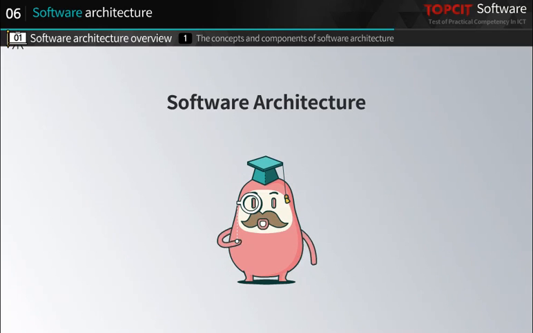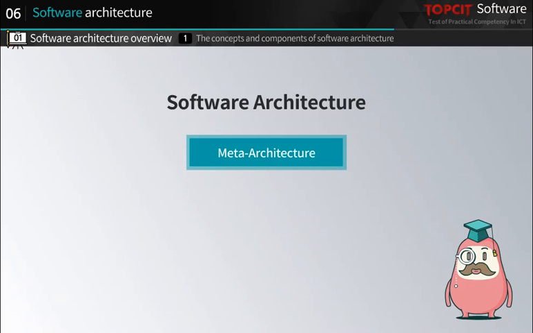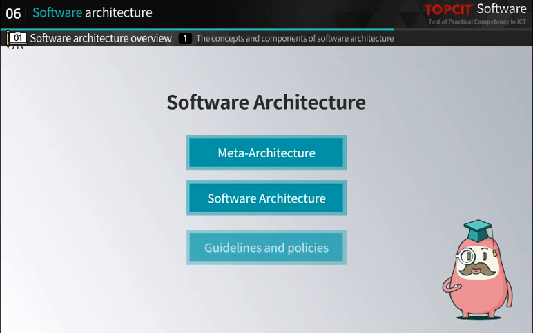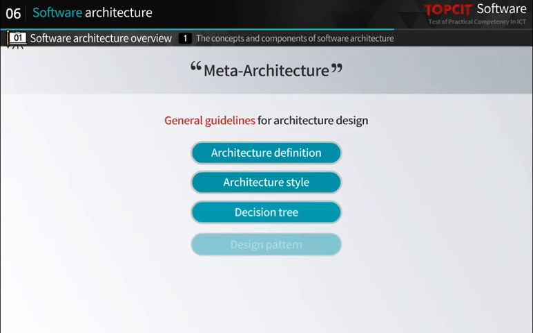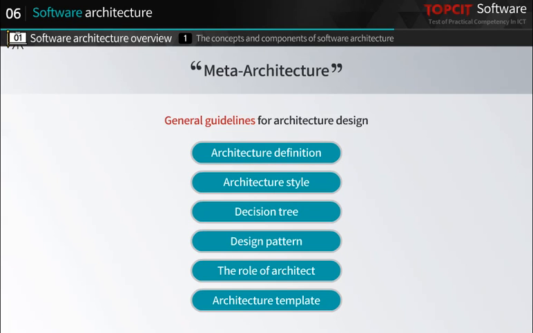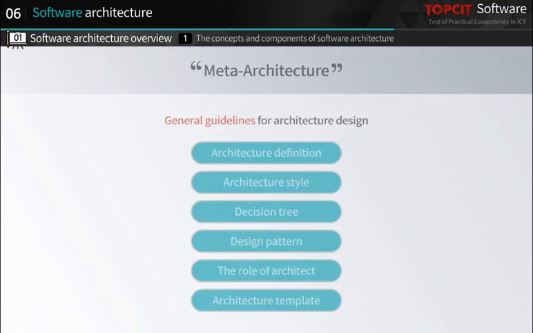The components of a software architecture that is at the heart of the software high-level design are meta-architecture, software architecture, guidelines, and policies. Let's take a closer look at these three components. First, meta-architecture is a general guideline for designing an architecture. It is a set of general decision trees and design patterns for defining the architecture of the software, the style, the role of the architect, and consisting of templates for the architecture documents.